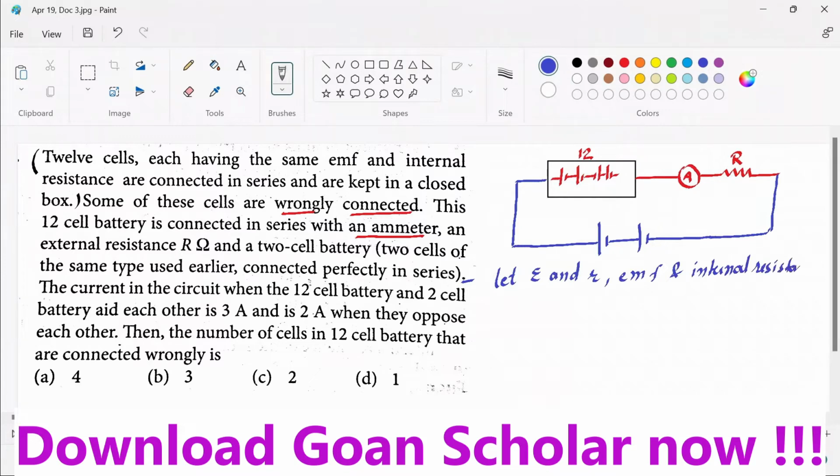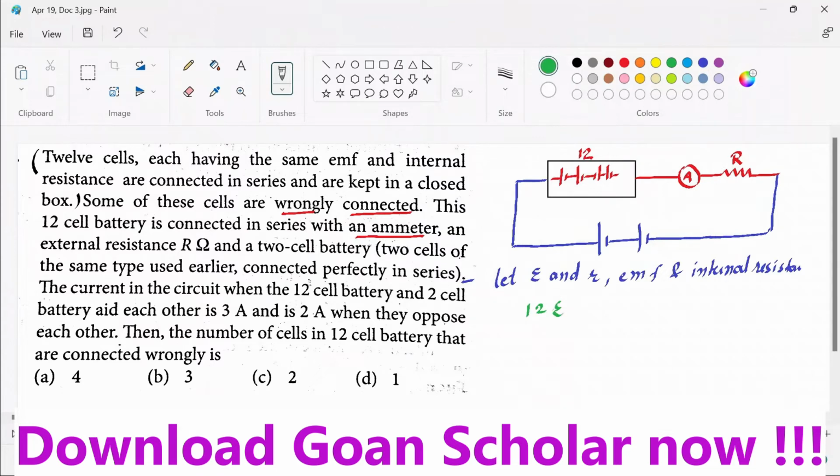Okay, so each of these 12 batteries, let's say E is the EMF and R is the internal resistance of the battery. Okay, great. So if there are 12 cells in the battery, now please concentrate. What will be the total EMF of these 12 batteries? So 12 times E.